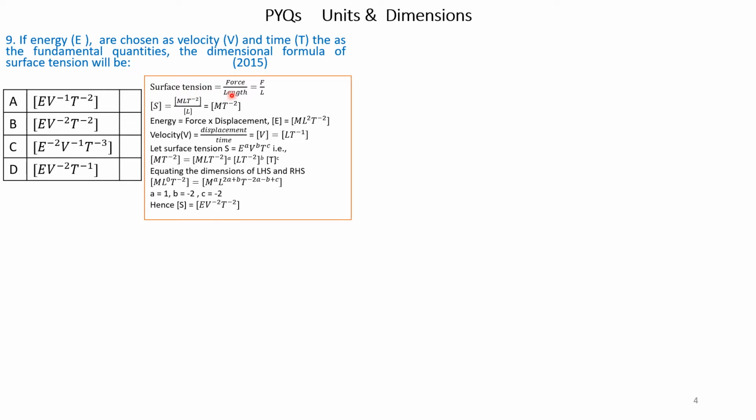Surface tension by definition is force per unit length, that is F by L. Force is M L T to the power of minus 2, length is L. Therefore, L and L get cancelled. Surface tension is M T to the power of minus 2. So, energy is force into displacement. So we have to multiply this force into distance. Therefore, energy is M L square T to the power of minus 2.